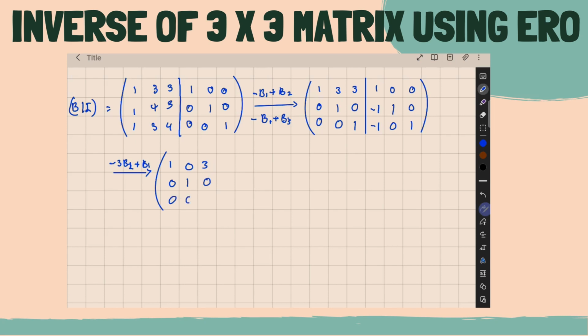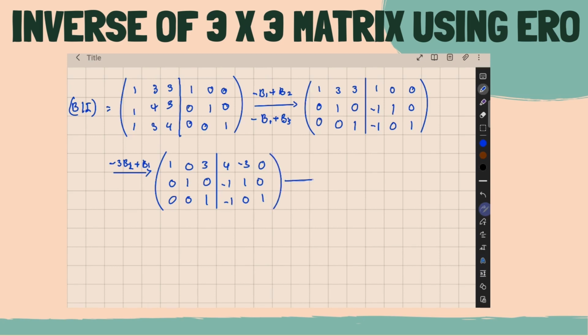0, 0, 0, 1. Then we'll have to do the same for the identity side. So we'll get 4, negative 3 and 0. So the rest will be the same. 0, negative 1, 0 and 1.